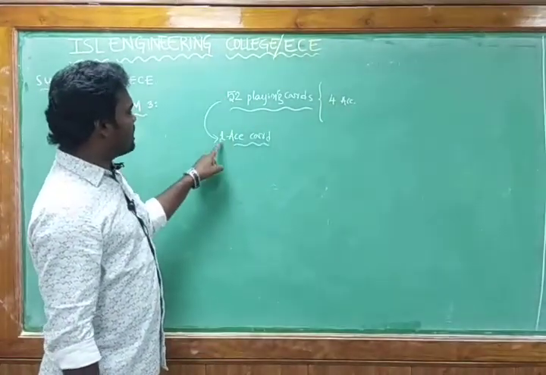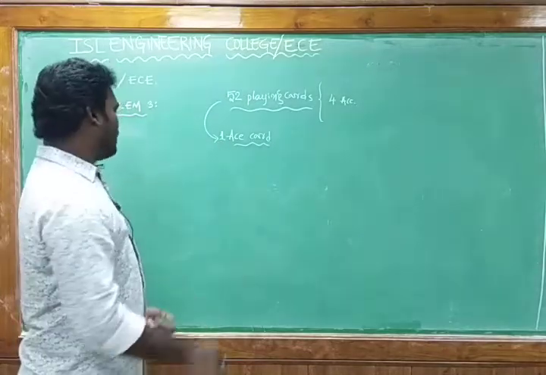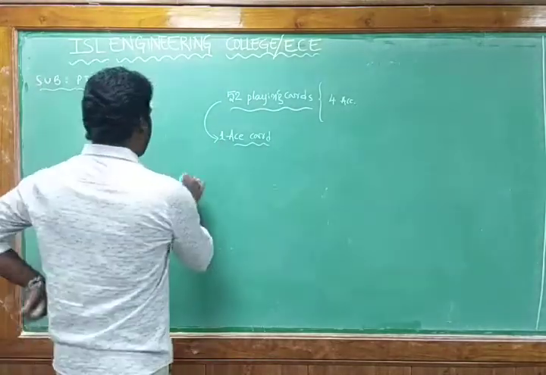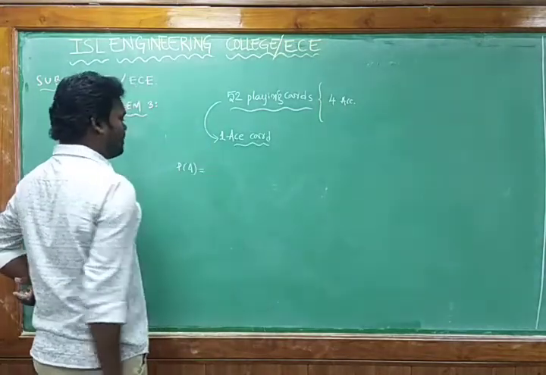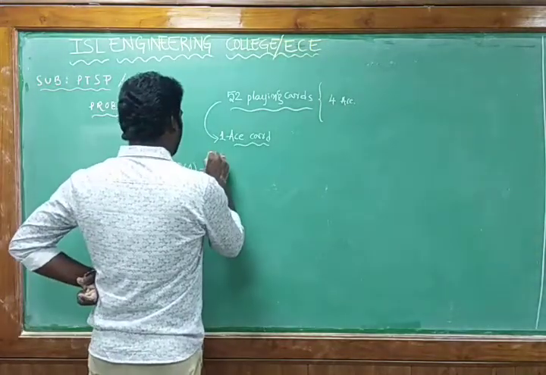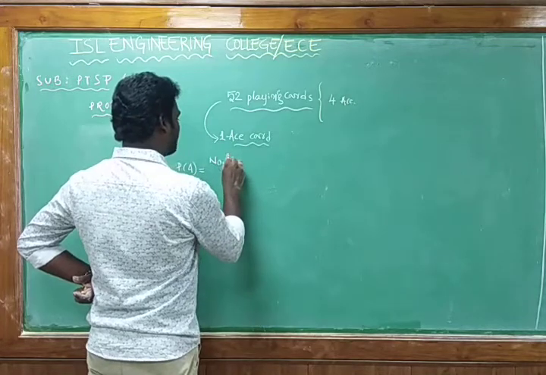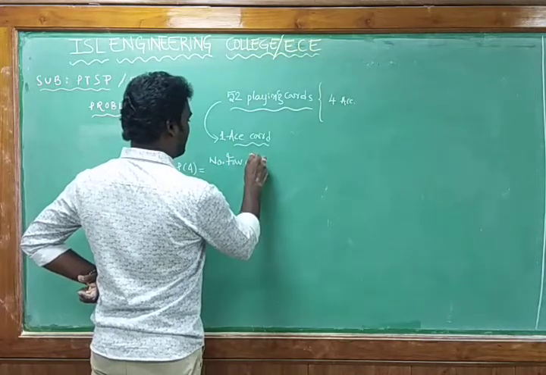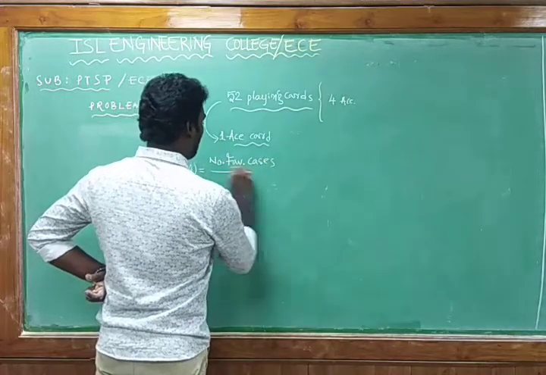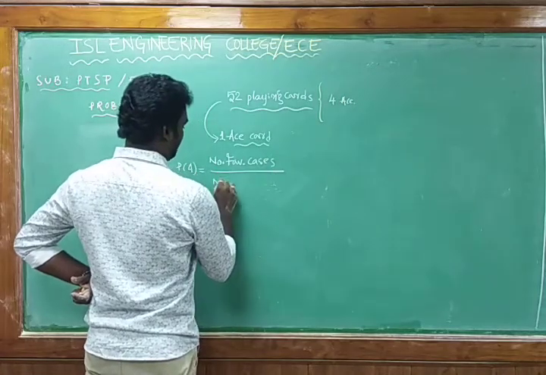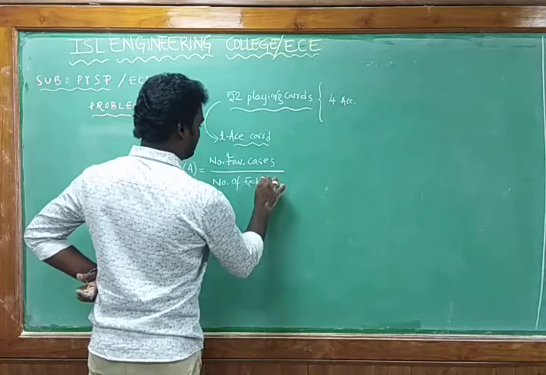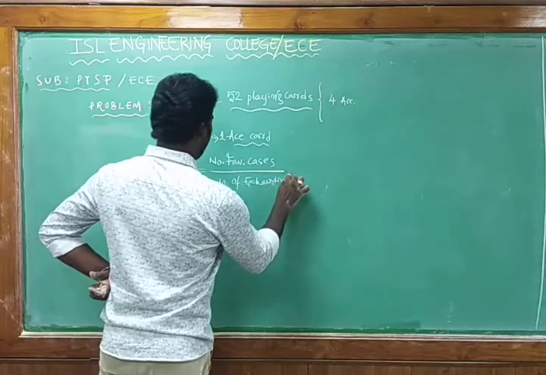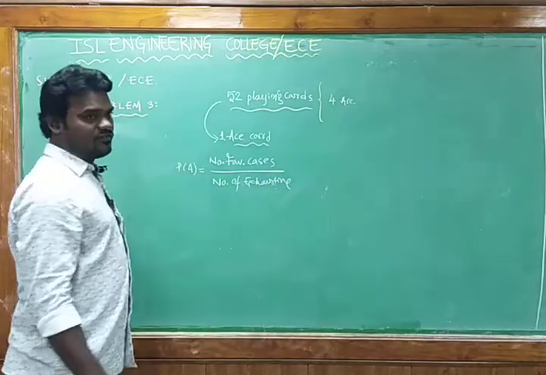The total number of exhaustive cases will be 52, and we are selecting one. The probability of an event A is given by the formula: number of favorable cases divided by the total number of exhaustive cases. This is the definition for the probability of an event.